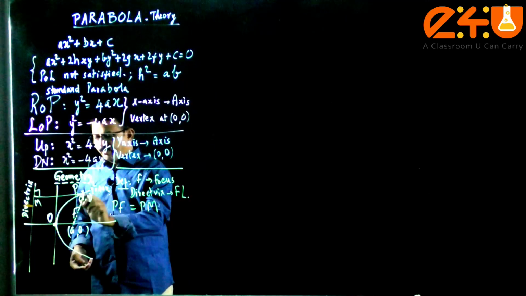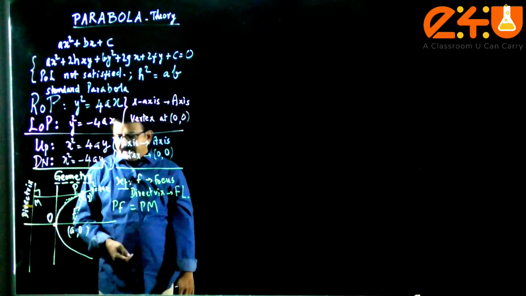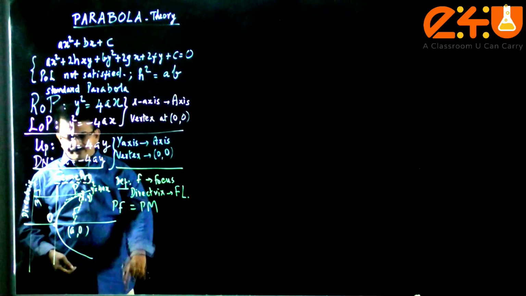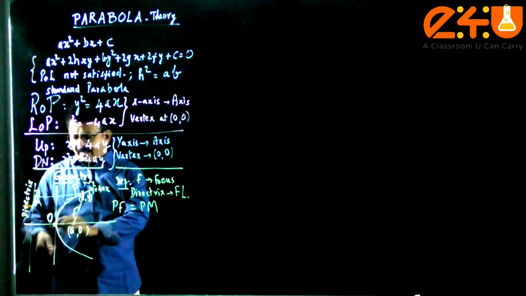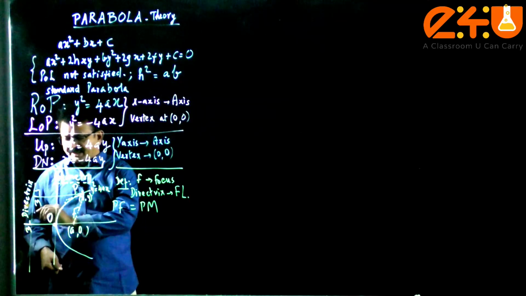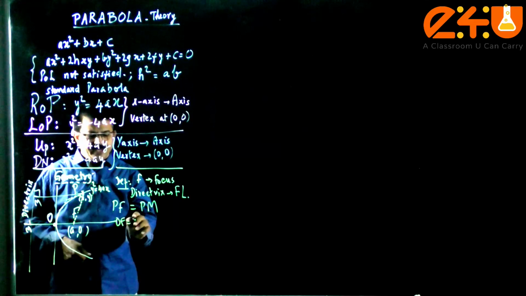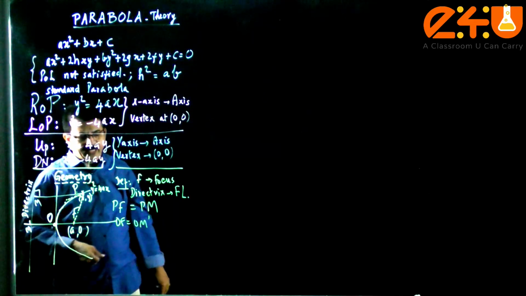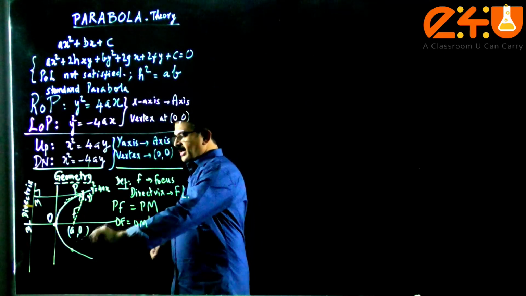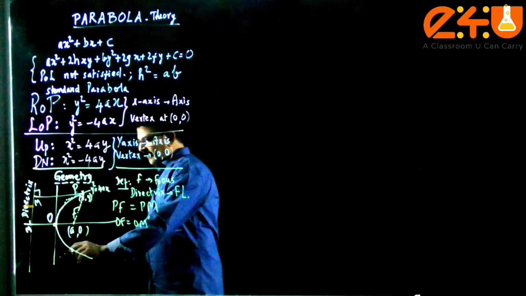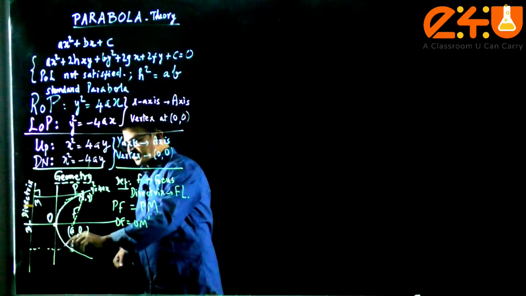us say point P moves, travels and merges with the origin. Then how do you apply PF equal to PM? Point P comes over here, so PF is OF, and PM is another point, let us say OM dash. So OF and OM dash are equal. Similarly, it can come to another position. So the distance from focus and the distance from directrix are equal.